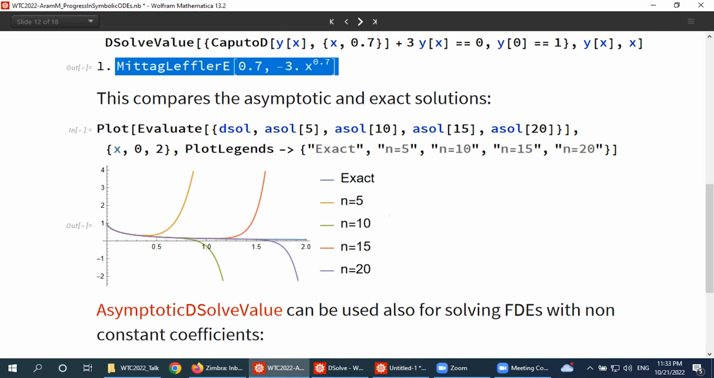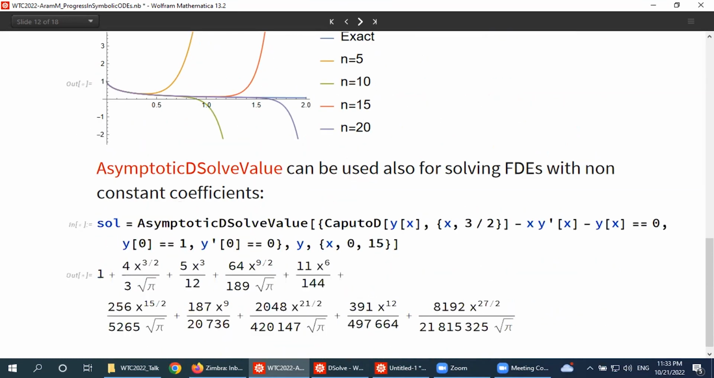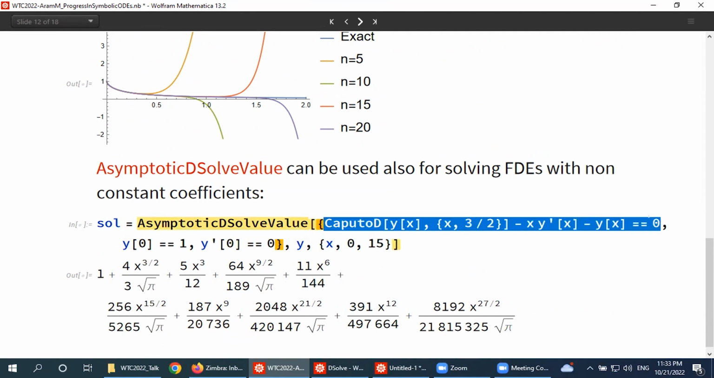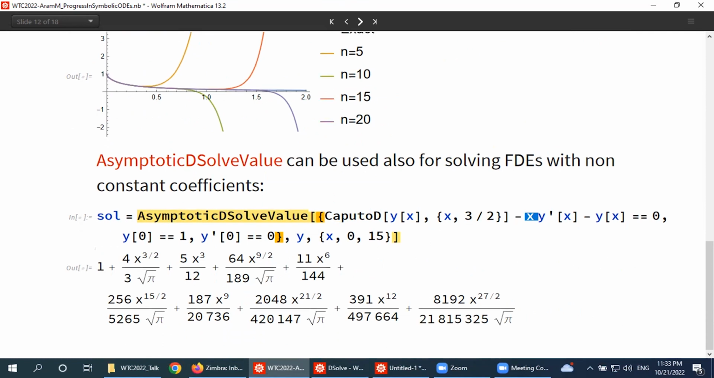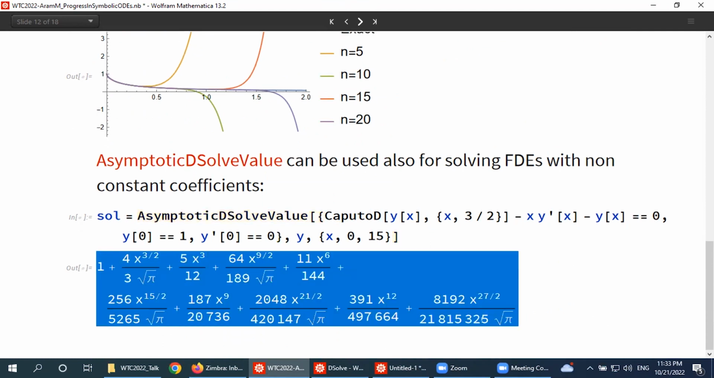But the main advantage of AsymptoticDSolveValue is that it can be used also for solving fractional differential equations with non-constant coefficients. For example, let's try to solve the following equation. It's a fractional differential equation of order 3/2, but with non-constant coefficients. We have x here, and DSolve cannot solve this type of equations yet, but we can easily solve it using AsymptoticDSolveValue, and this is the solution, series solution for approximation order equal to 15.